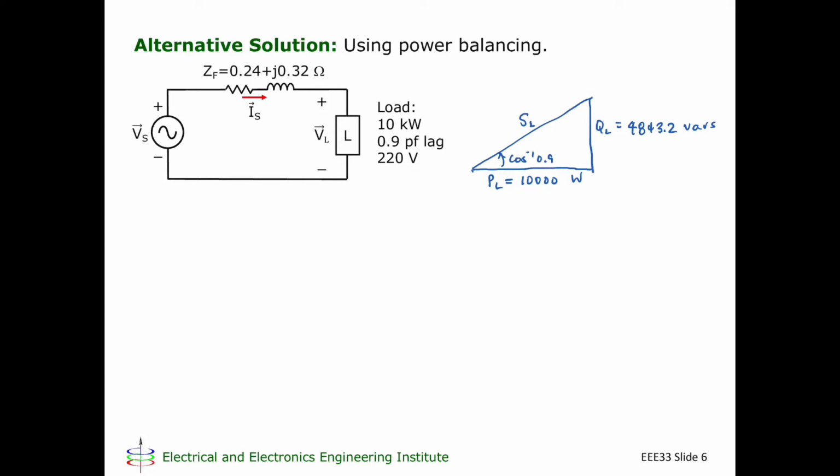How do you get S of L? Well, one way is the square root of P L squared plus Q L squared. But maybe the simpler way is S of L is equal to P of L divided by the power factor of your load, which is 10,000 over 0.9. I'm going to get 11,111.1 volt amperes.